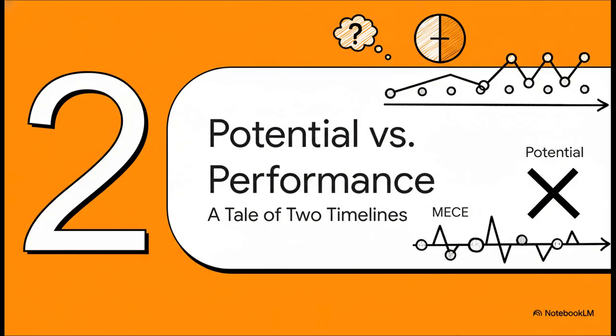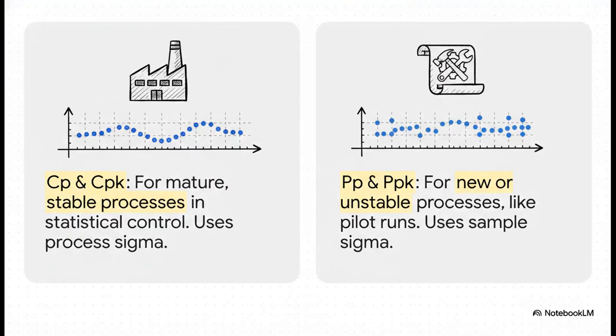Okay, now for our first major deep dive. To really nail this, we have to be super precise about what we're measuring. And to do that, we're going to think like a consultant and use a MECE framework. That just means we need to cleanly separate our analysis into two buckets. Are we looking at the long-term potential of a stable process, or are we looking at the short-term performance of something new?